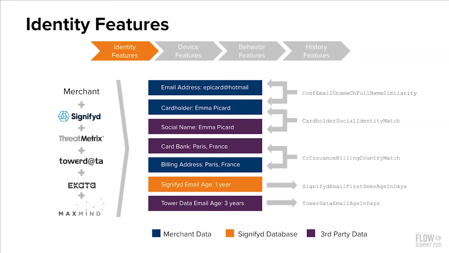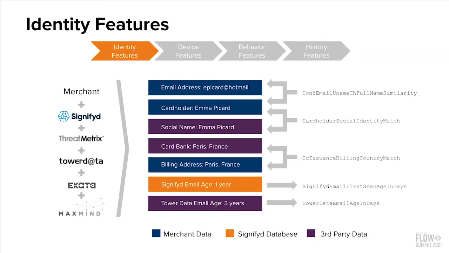So when it comes time to build a feature, in this case, we are talking about a user, Emma Picard, who's trying to make a transaction on one of our merchant accounts. And we get merchant data like email address, epicard@hotmail, and the cardholder name, Emma Picard. So we've built an identity graph for Emma in our database.